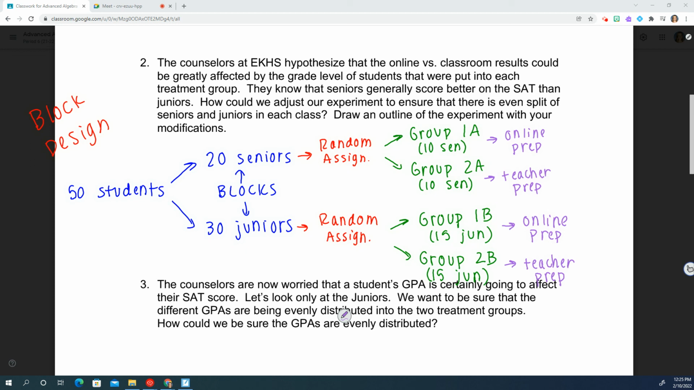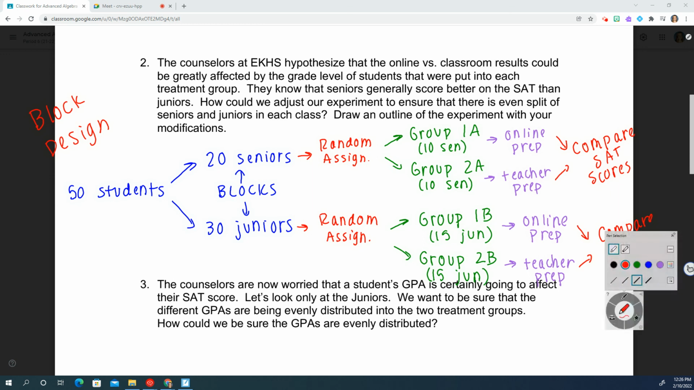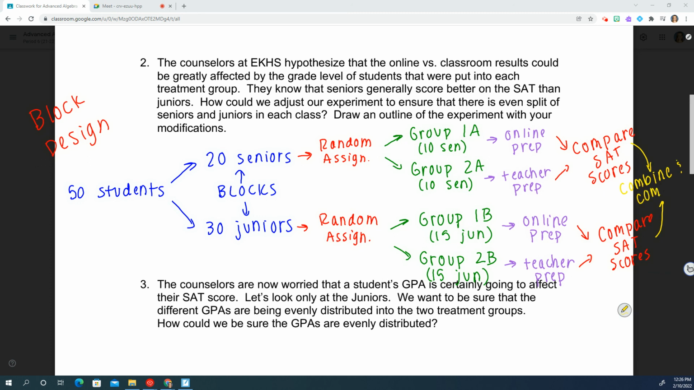And then we could compare those scores within their groups. We could do it a couple ways. We could compare these scores within just the senior class and within just the junior class, compare their SAT scores. And then we could also combine and compare these. Okay. So there's an example of a block design.